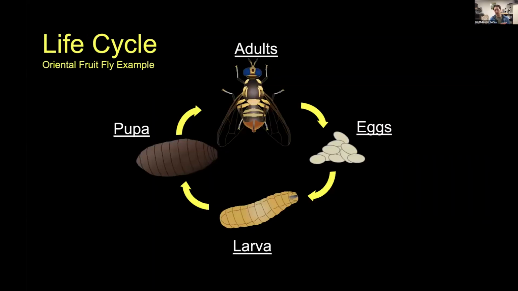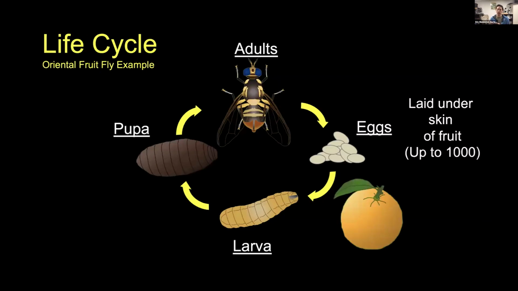Generally speaking, what is the life cycle for these invasive fruit flies? This is an example with oriental fruit fly. So the adult females will lay their eggs underneath the skin of fruit. Using that ovipositor, they'll insert them underneath the skin of fruit. And for oriental fruit flies, they can lay up to 1,000 eggs per female. Mexfly is even more, it's about 1,500. So they can be quite fecund and lay quite a few eggs.